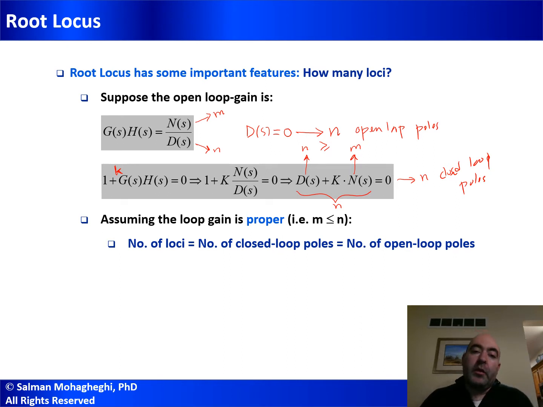Now, root locus tries to show me the locations and trajectories of different poles as I change the gain. If my system has n closed loop poles, that means I will have n trajectories, n branches, n loci. And you can go back to the example I showed you on the previous slide, and you notice that this was a second order system. I had 2 poles, and my root locus consisted of 2 loci, or 2 branches. If you have an nth order system, your root locus will have n branches or n loci. So that's the first important feature about root locus.